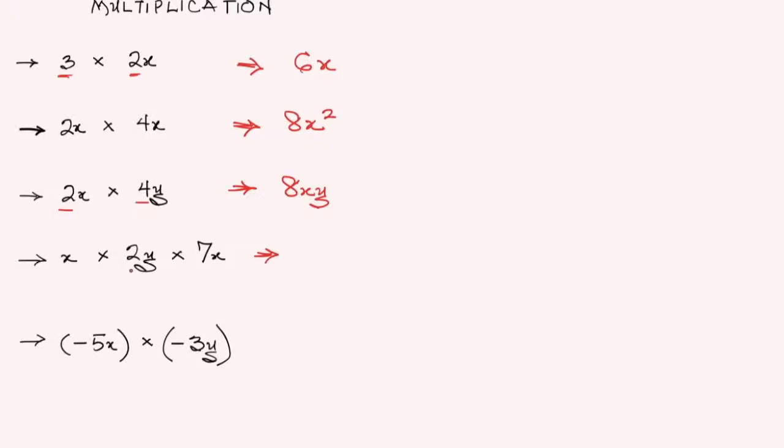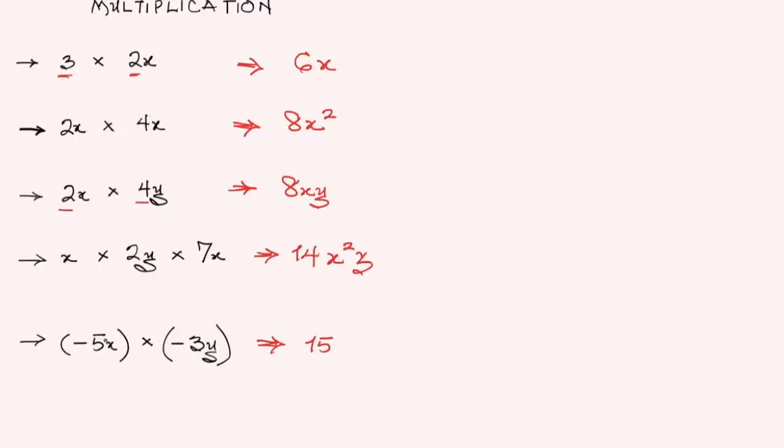So x multiplied by 2y multiplied by 7x. In this case, we have 1 multiplied by 2 multiplied by 7, which is equal to 14. And we have x multiplied by y, which is xy, and xy multiplied by x is equal to x squared y. And in this case, we'll have minus 5 multiplied by minus 3, and that will give us 15.